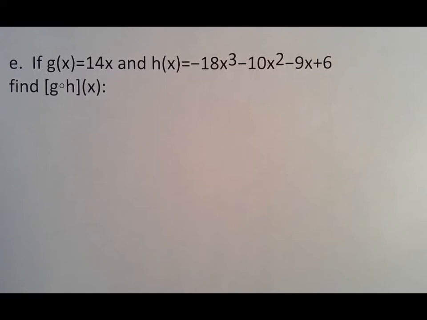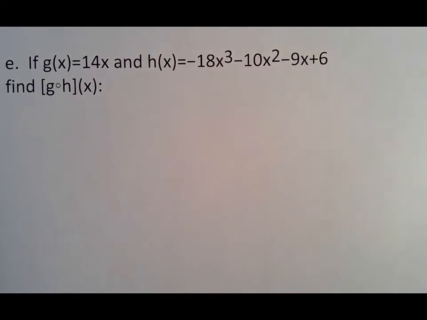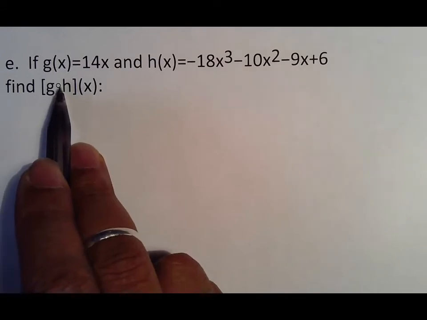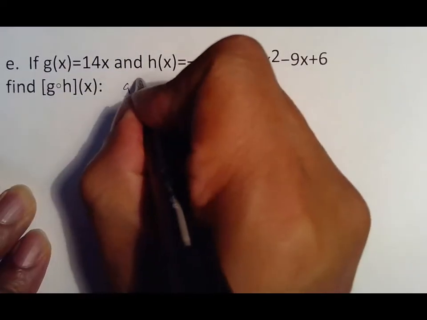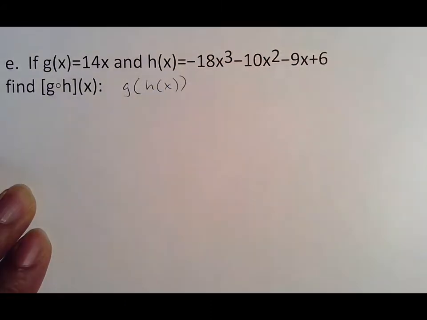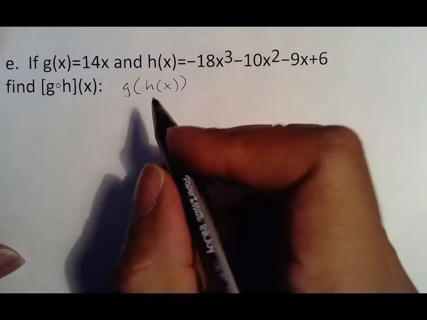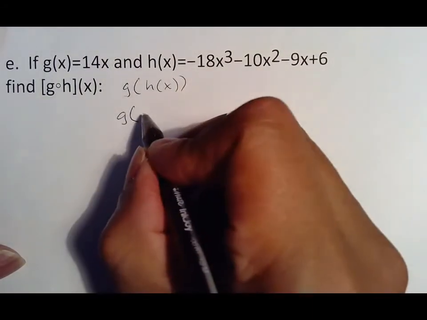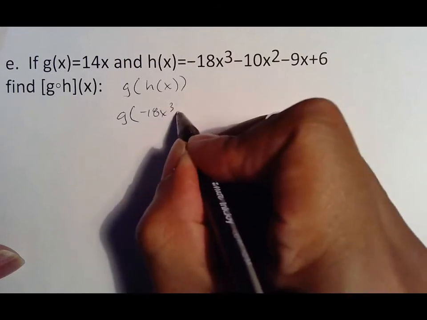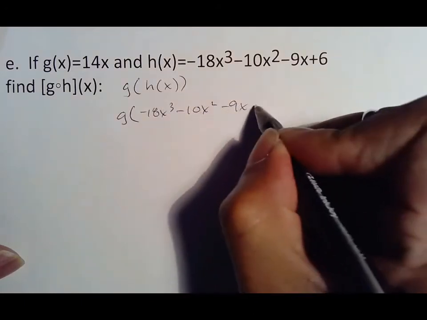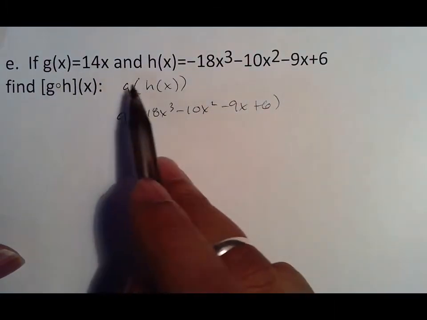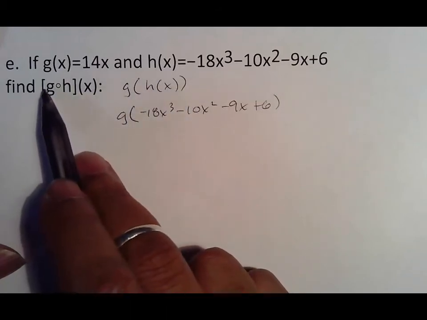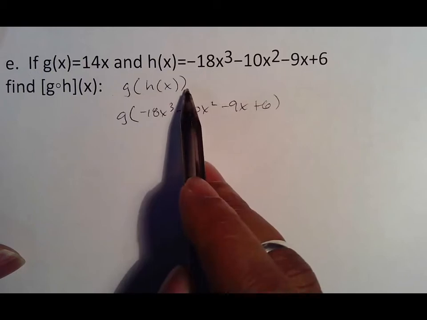So looking at this, they give us a g of x and a h of x. And then they say, find, remember I told you there's a difference between open and closed. Open is composition. If that was closed, they would be saying take this times that. But g of h of x means you're actually doing g of h of x, which means that you are taking g of whatever h of x is, which is negative 18x to the third minus 10x squared minus 9x plus 6. Again, there's my substitution. G of h of x means g of h of x, which is, that's literally how you read it, g of h of x, which means you would write it this way.